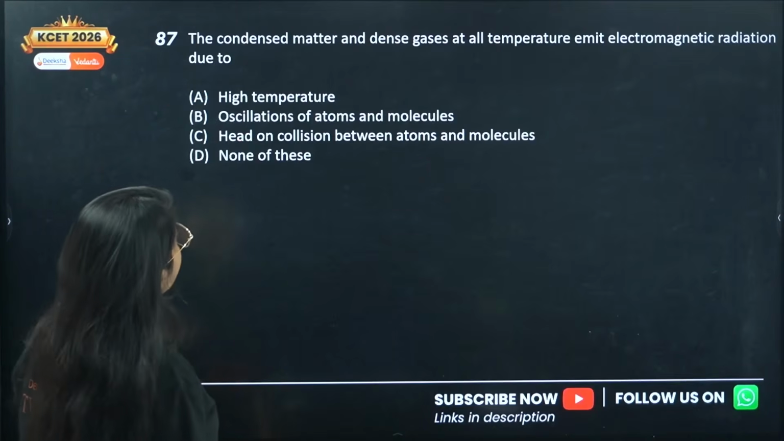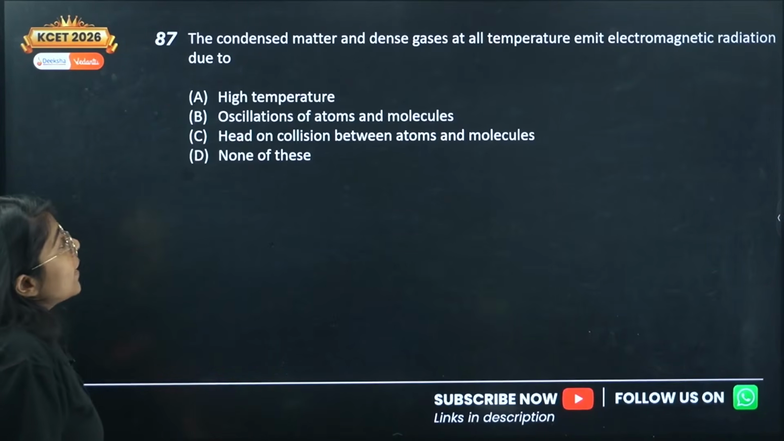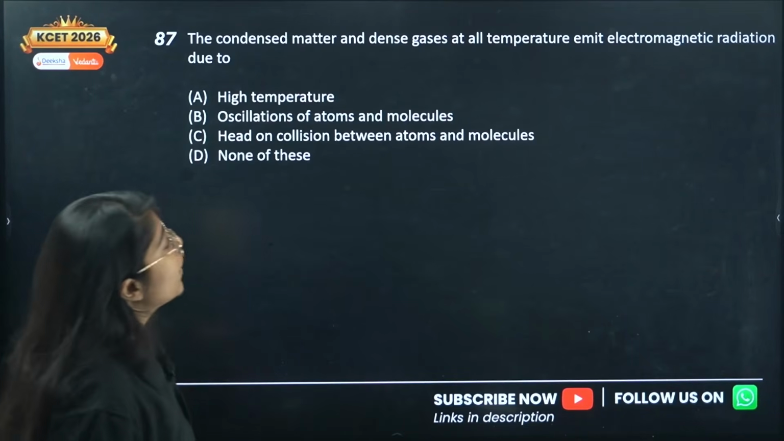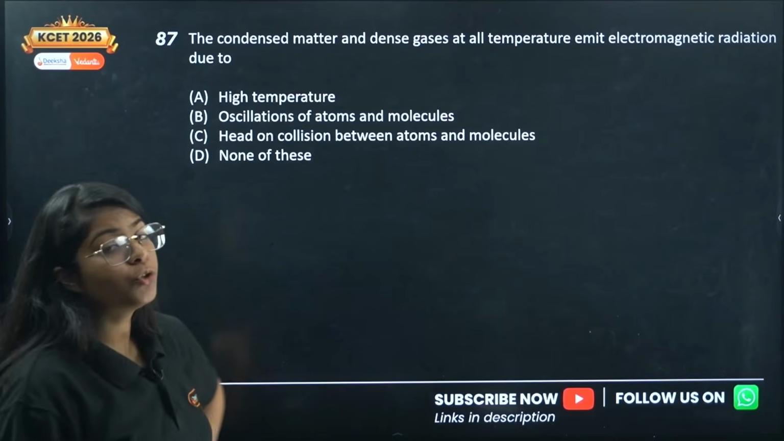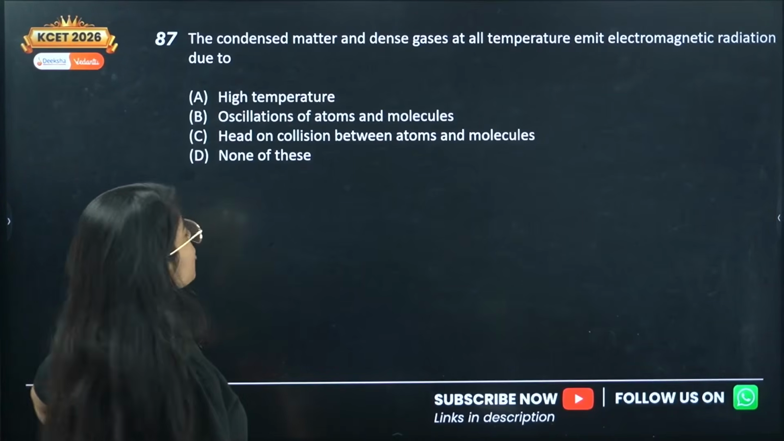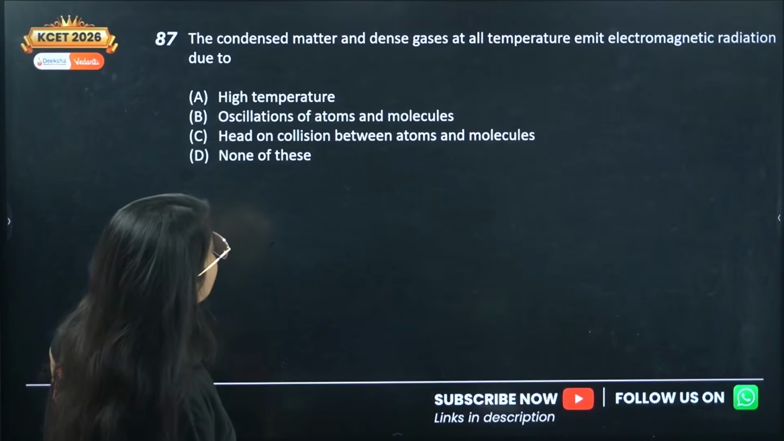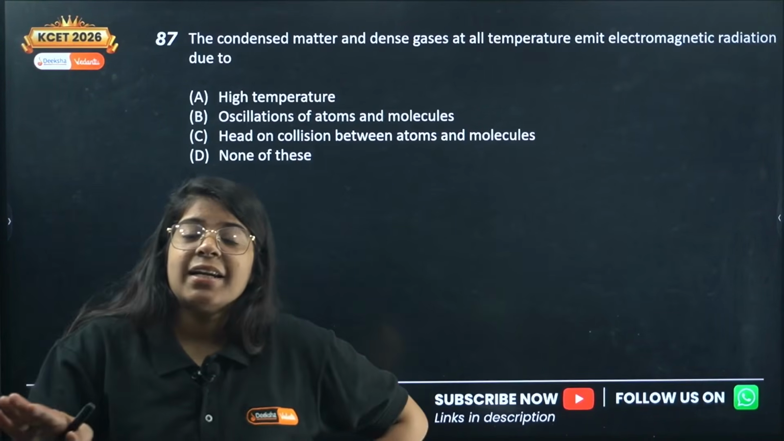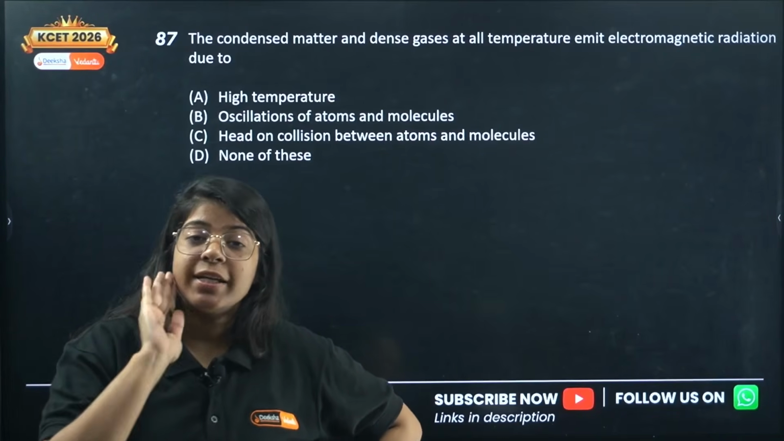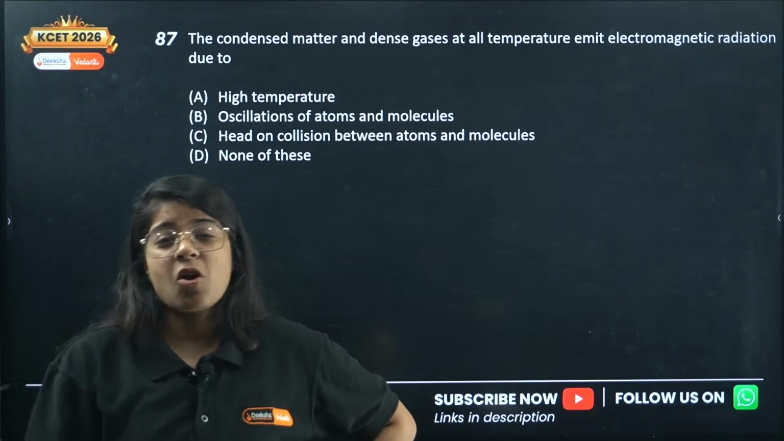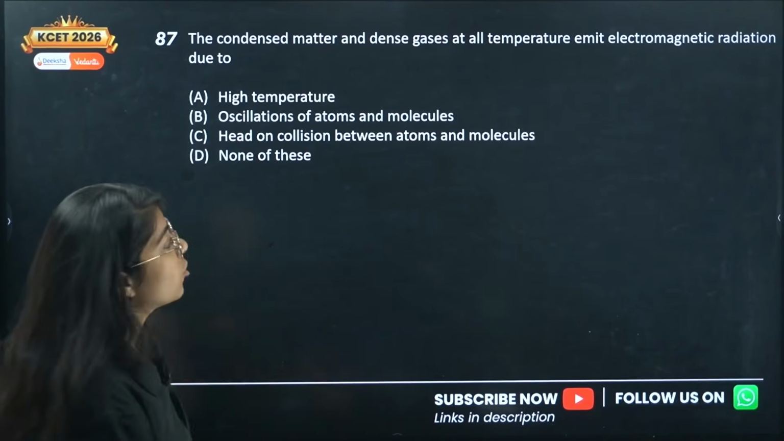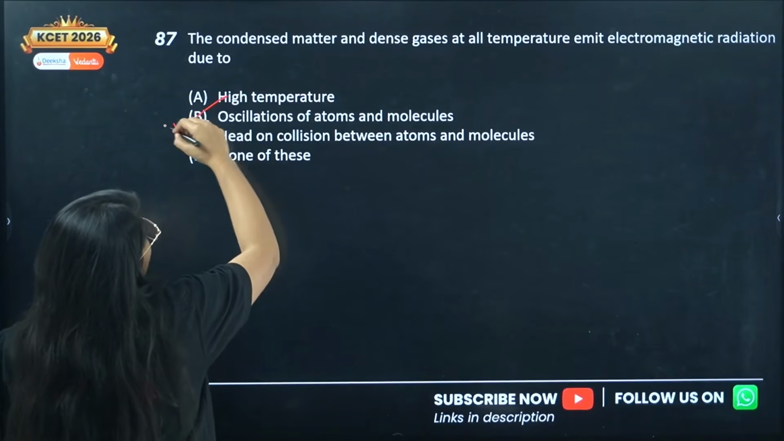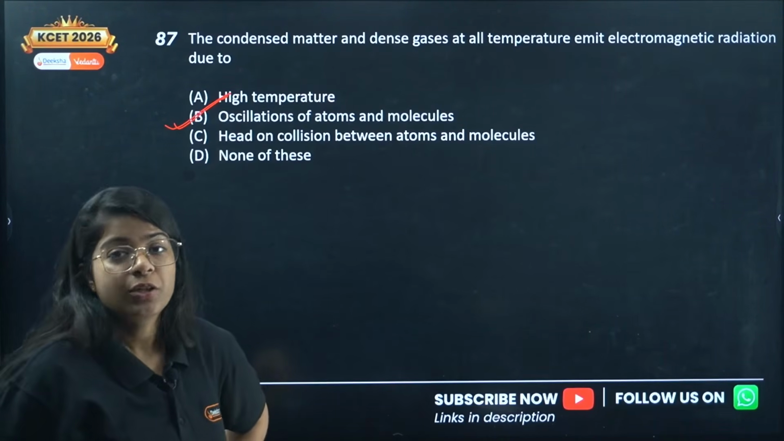Okay. 87th question says the condensed matter and dense gases at all temperature emit electromagnetic radiation due to high temperature, oscillations of atoms and molecules, head-on collision between atoms and molecules, none of these. Now, clearly in condensed matter and especially in gases, we know the particles are oscillating, correct? So, the electromagnetic radiation that is emitted at all temperatures is due to oscillation of atoms and molecules, correct?